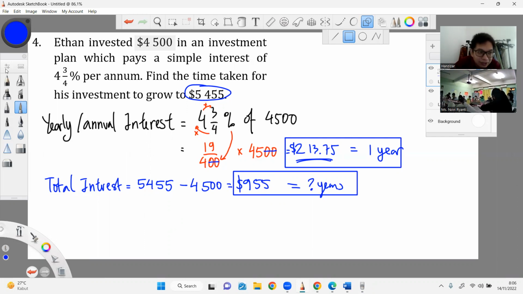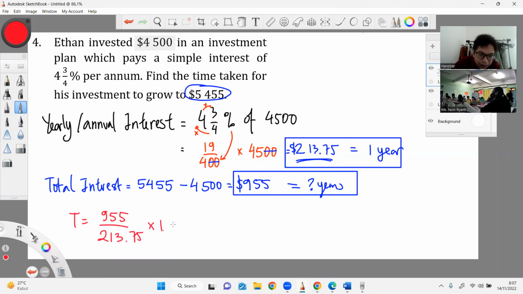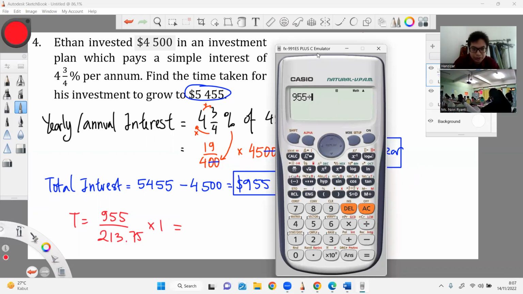Okay, so continue. So the time taken until the investment grows by $955 is unknown, and it is on top. And the time taken is 955 over 213.75 times 1. Okay, so you know the answer: 955 over 213.75. Okay, the number is 4.46 or 4.47 years. Okay, 4.47 years.